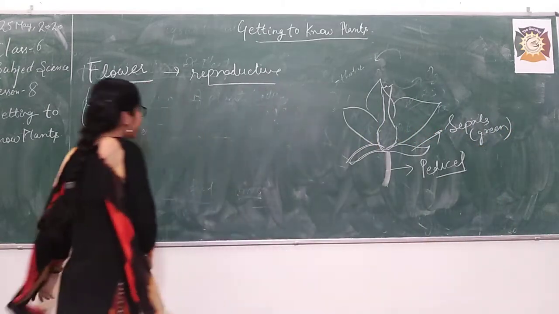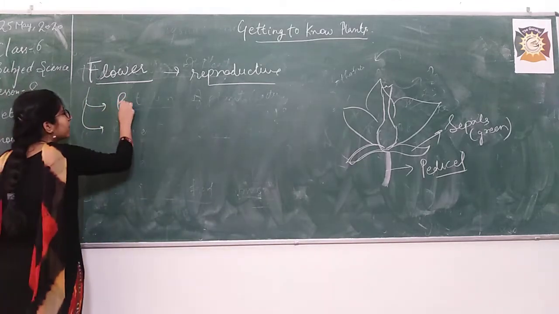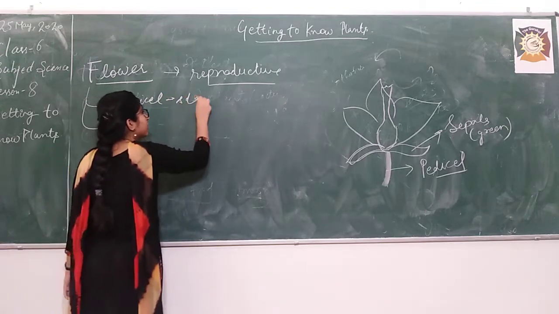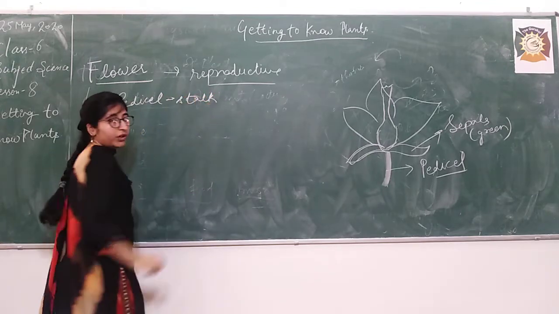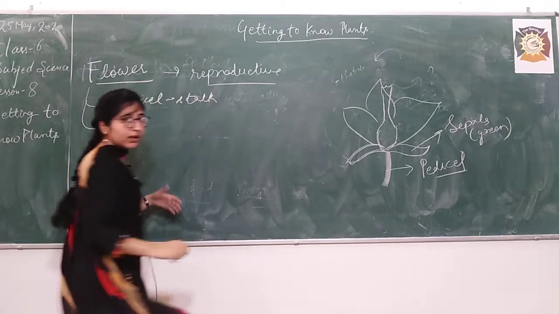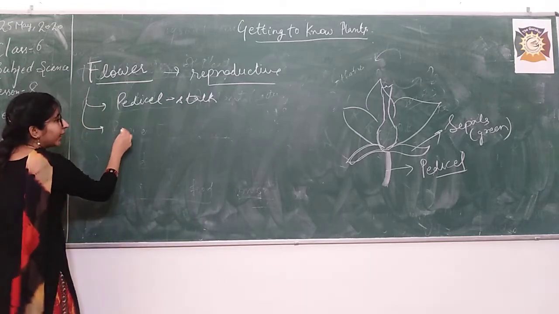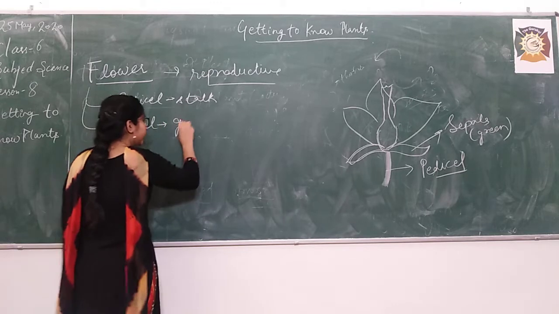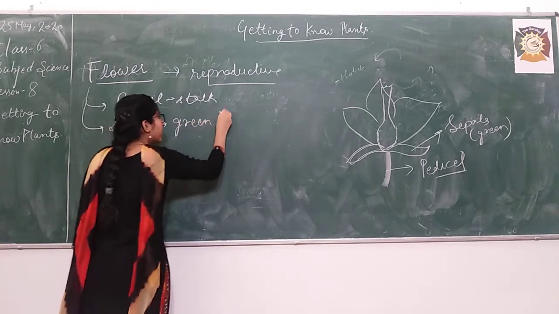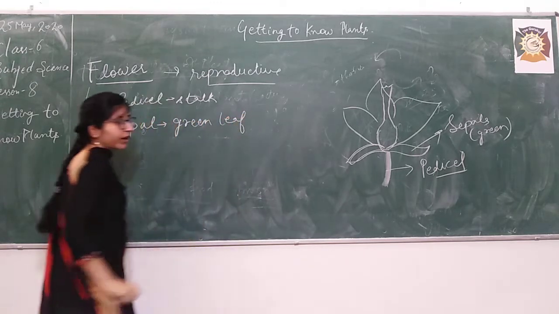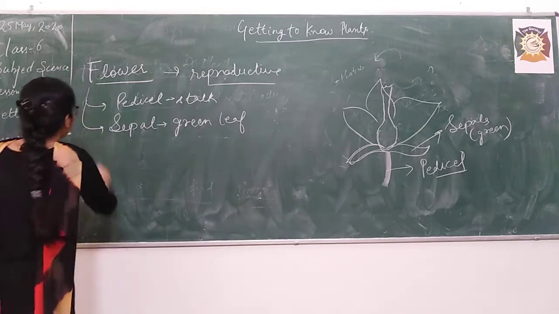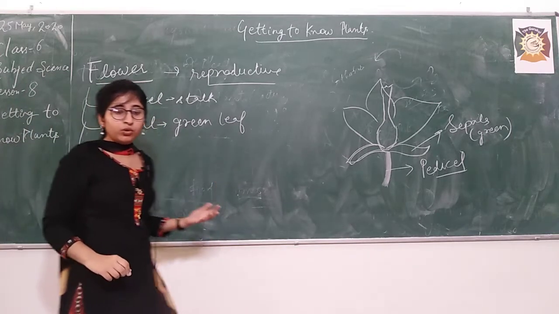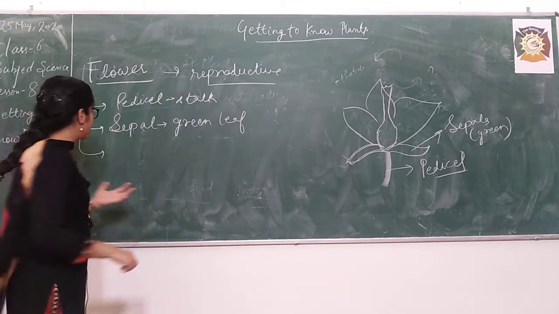Okay, so what have we started? We have started two parts. Number one is pedicel. It is the stalk through which the flower is attached to the stem, right? After that, next one is sepal. It is the green leaf present at the end of the flower, right? So yes, after that, now this is important. The other three parts that we are going to study.